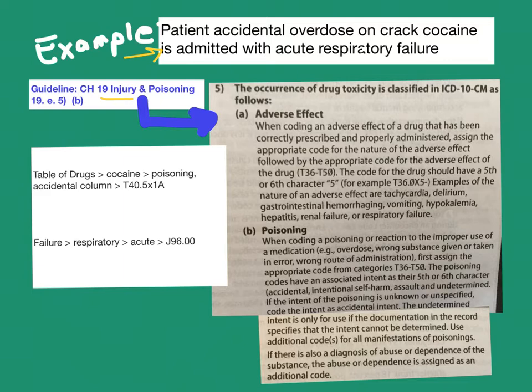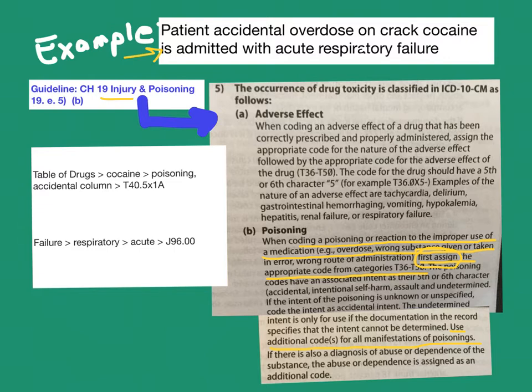So in the specific guidelines, Chapter 19, Section E5B, in regard to poisoning, when coding a poisoning or reaction to the improper use of a medication, for example, overdose, wrong substance given, first assign the appropriate code from categories T36 through T50. Again, first assign. It's giving us some sequencing guidance here. And then down here, as we keep reading through the poisoning guidelines, use additional codes for all manifestations of the poisoning. In this case, that would be the acute respiratory failure.